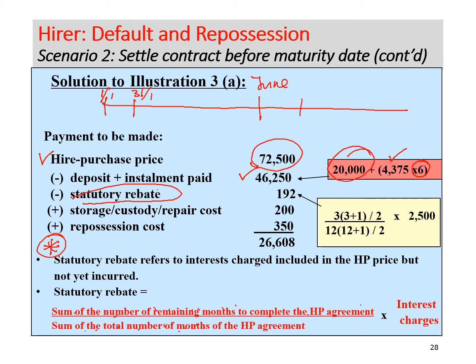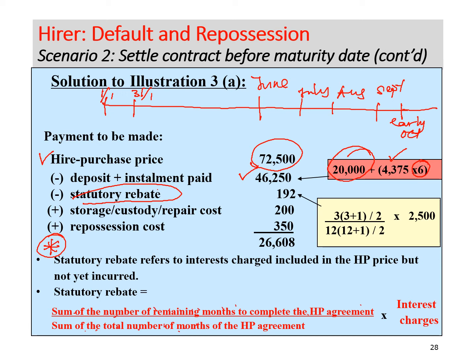So July and August, the company defaulted in its payment. On 15 September, the company received a notice of repossession. Twenty-one days later, it means in early October, the company settled the hire purchase contract.